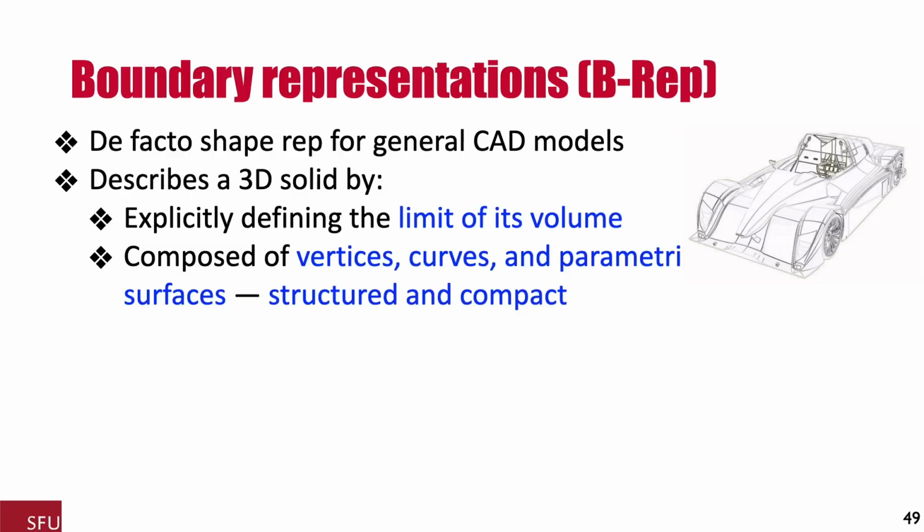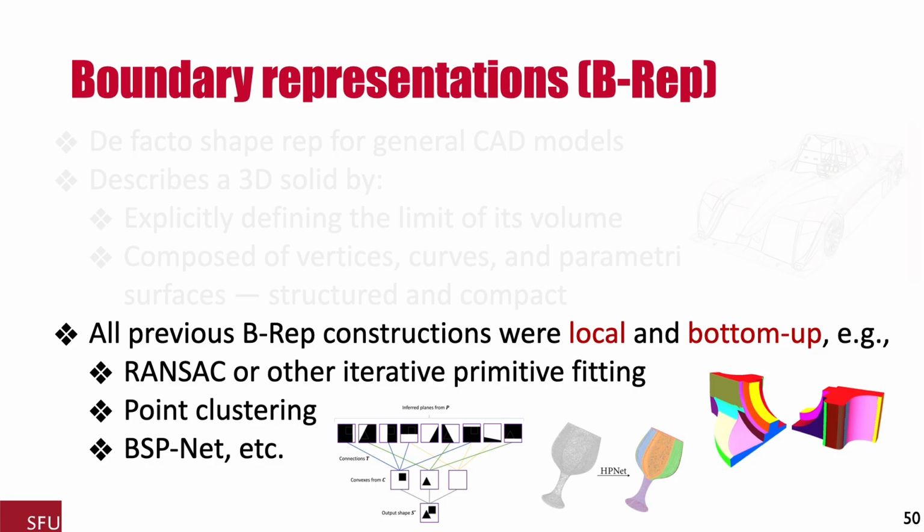Starting from maybe 2023-ish, we switched to another de facto representation in CAD, which is called a B-rep, or boundary representation, where you form a CAD shape using surfaces, curves, and vertices, instead of using union and intersection operations. This is also a structured and compact representation. Before our work, which I'm going to present on the next slide, all the previous B-rep constructions were local and bottom up, so they have certain limitations, including RANSAC, point clustering, also BSP.